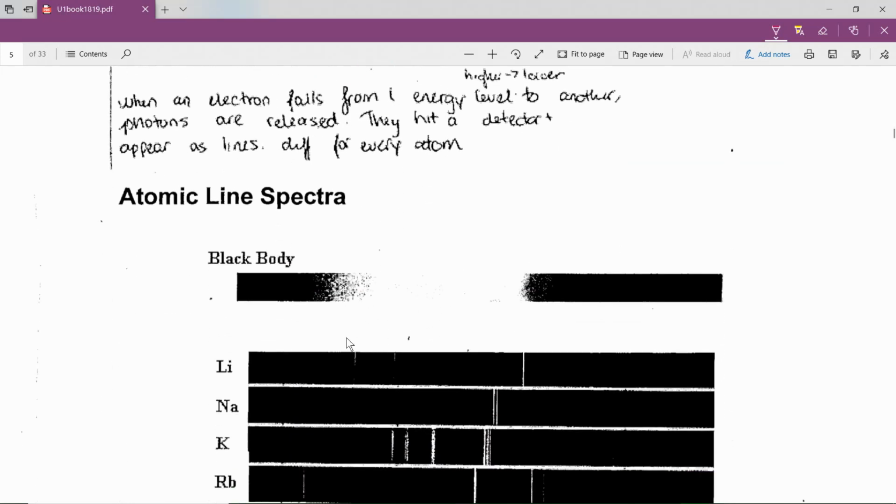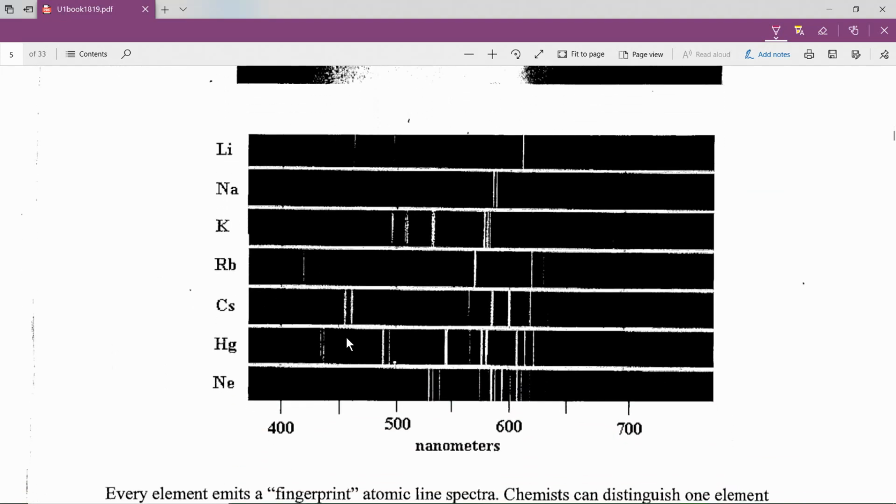Okay, so again, a black body spectrum would be all the radiation, but we see here, as I'm looking at some pictures, and again, I'll direct you to some photos, or you can just Google the photos of line spectra for common elements like lithium, sodium, potassium, rubidium, cesium, mercury, neon, as I see here. And there are different patterns of lines, different colors, different intensities.